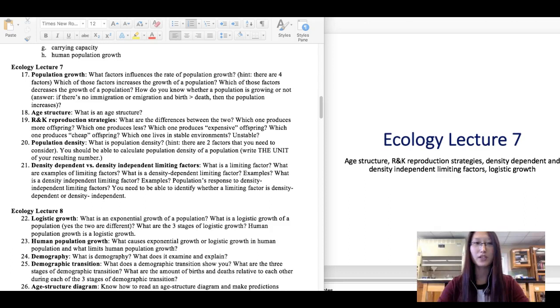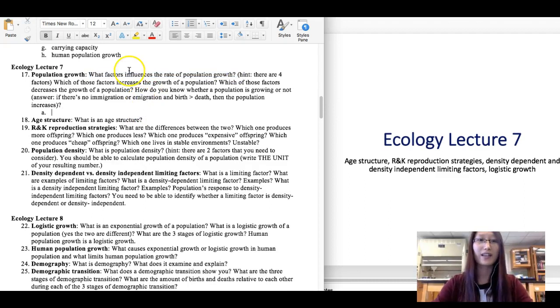We're going to talk about population growth. So let's start with the first question. What factors influence the rate of population growth? I'm not looking for anything too fancy, just the 4 basic factors that actually change your population.